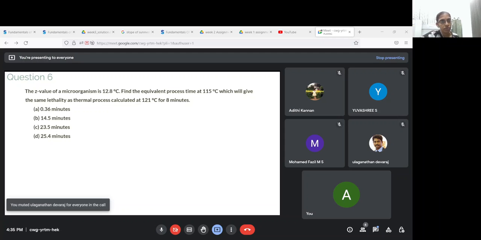Any clue how to do this? This is also one of your questions in assignment 3.